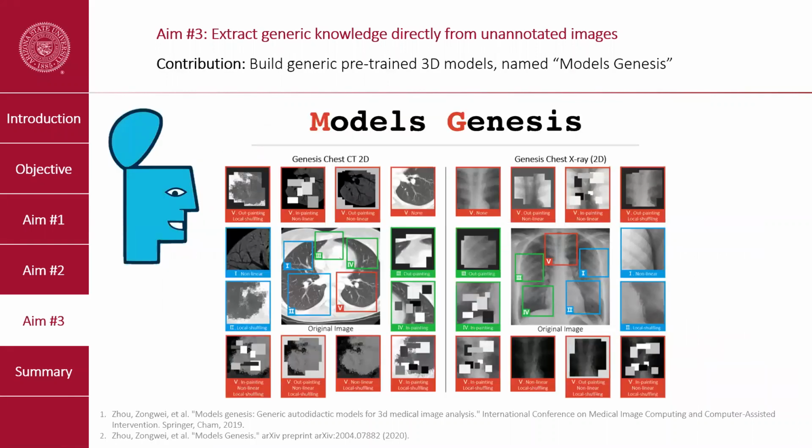Actually, we are the first to build the generic pre-trained 3D model for medical image analysis. We call it Models Genesis. It learns representation directly from image without any human manual annotation, and it leads to a powerful target model for many medical imaging applications through transfer learning.